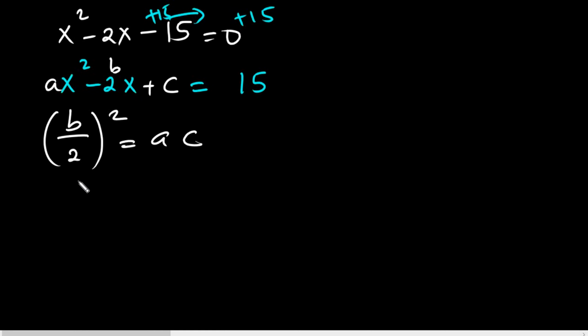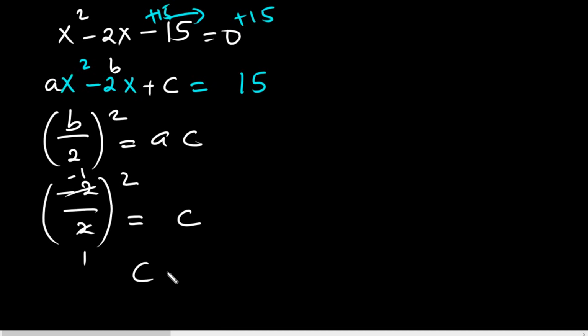So for this case, B is negative 2. Negative 2 divided by 2, and then we square, we should get A times C, and A is 1, so we should get C. So by 2 it's 1, by 2 it's negative 1. So negative 1 squared is 1. So C is 1. Okay, so if I rewrite this equation, it's going to be x squared minus 2x plus 1 is equal to 16, sorry, not 16, but 15.